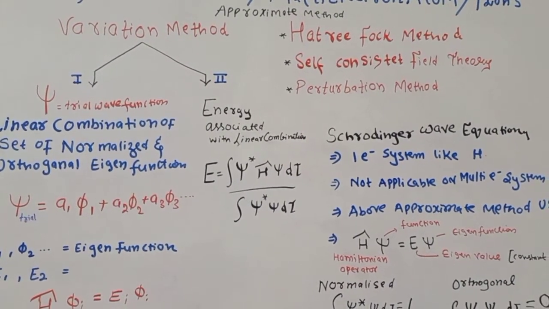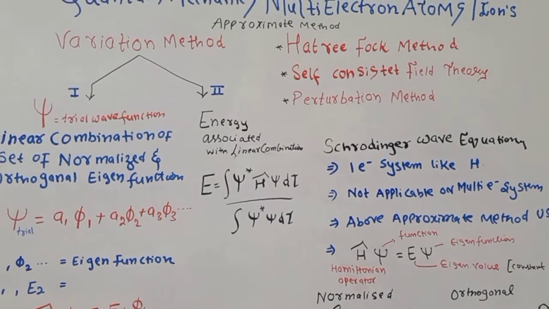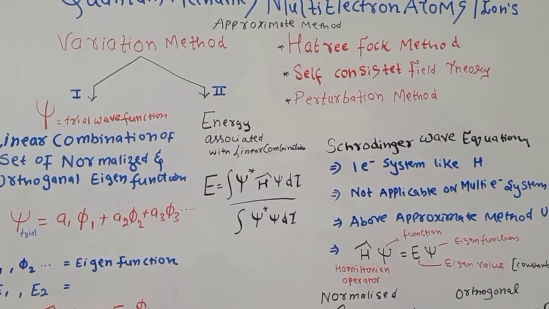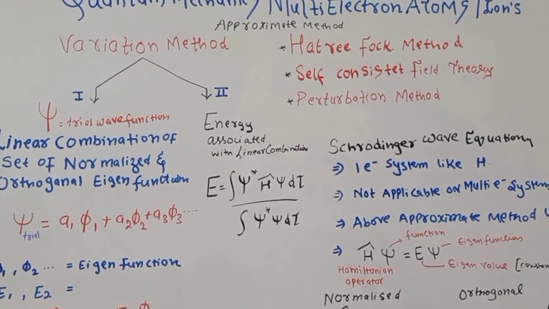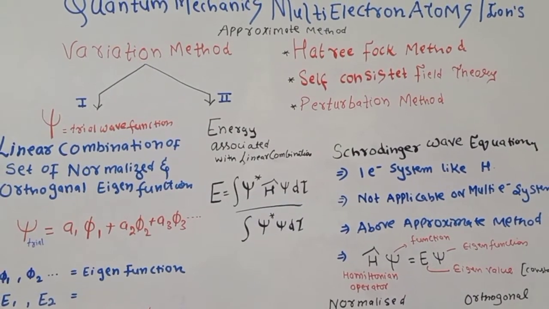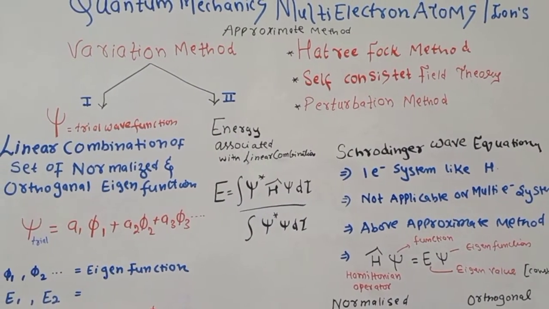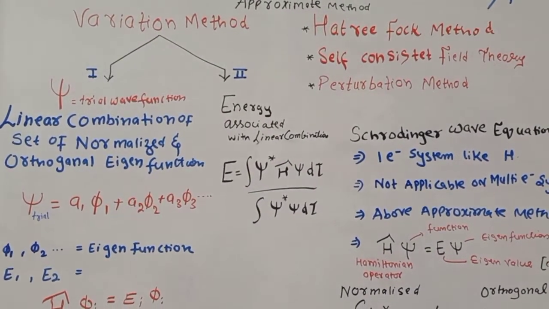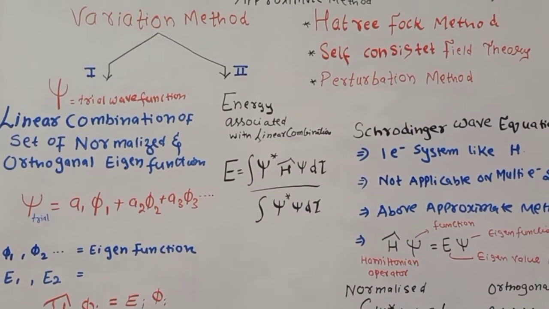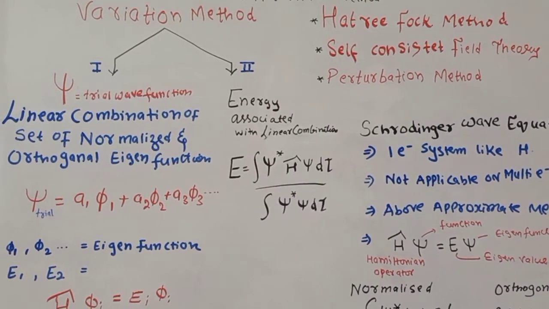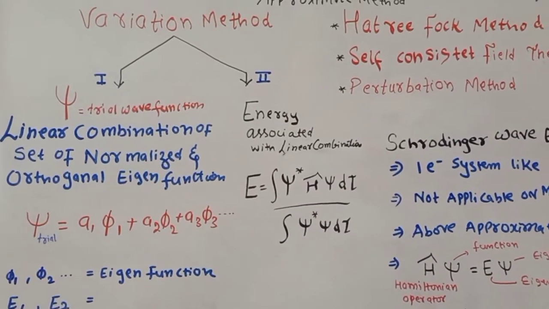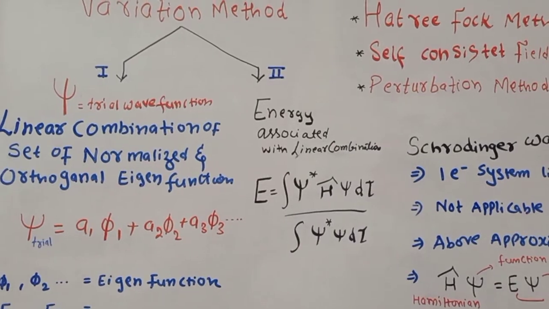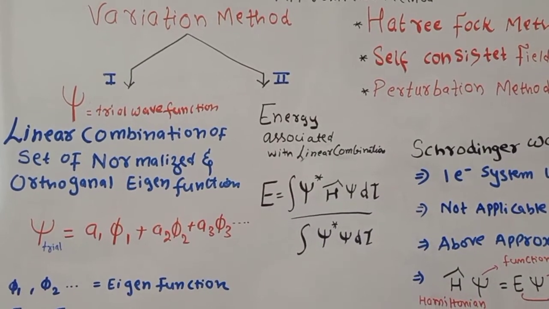Some approximate methods are the Hartree-Fock method, the self consistent field theory method, and the variation method, which are also used for studying multi-electron atoms. We should know that the variation method is used for calculating the energy of the system in the ground state. The variation method can be divided into two parts.